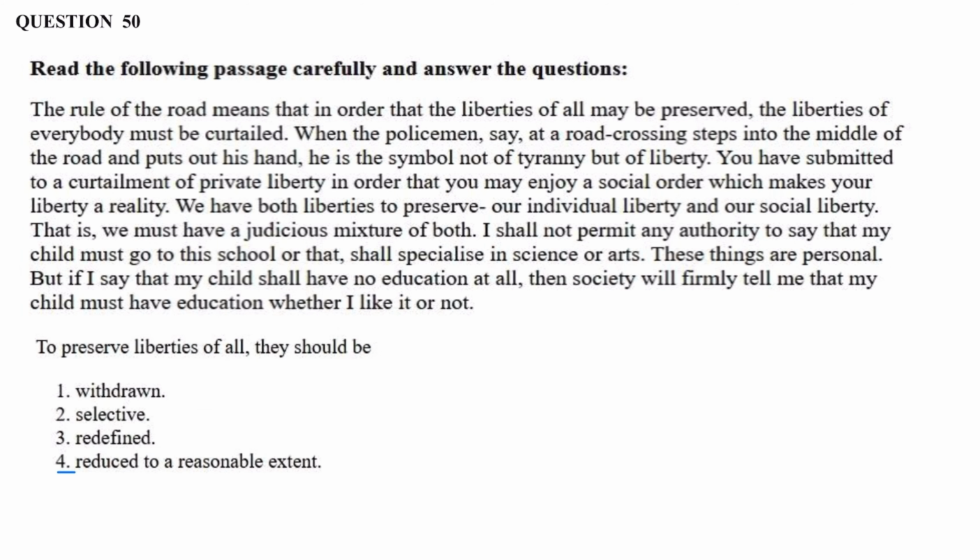Question number 50. To preserve liberties of all, they should be reduced to a reasonable extent. Liberties are not withdrawn, liberty should not be selective, should not be refined, but liberty should be reduced to a reasonable extent.